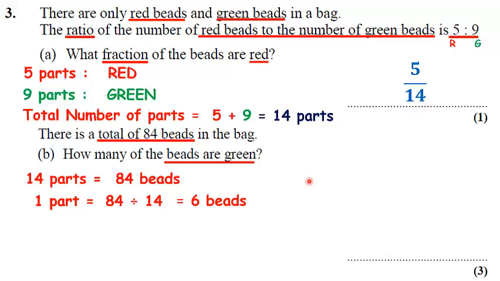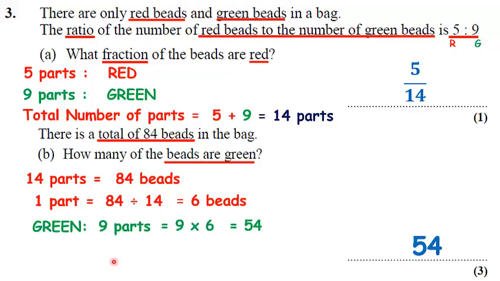The green beads stand for 9 parts. We just indicated that earlier. Green stands for 9 parts. So if I want to work out how many green beads, 9 times 6, and that's going to give me my answer. 9 times 6 is 54. My final answer is 54 green beads. I could use a similar technique to work out the number of red beads if they ask me that.